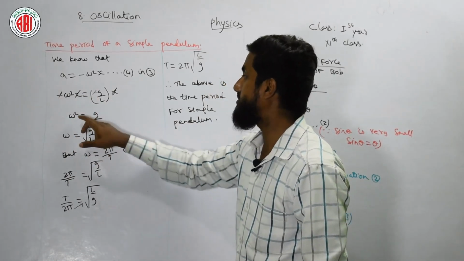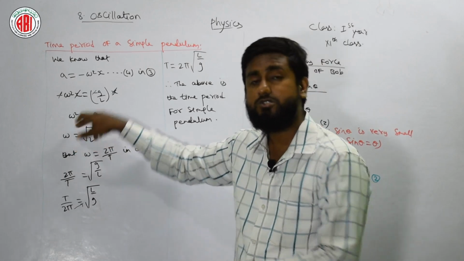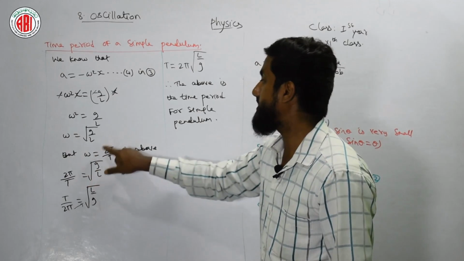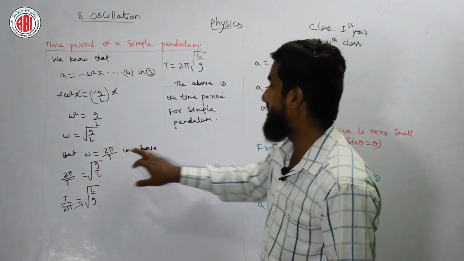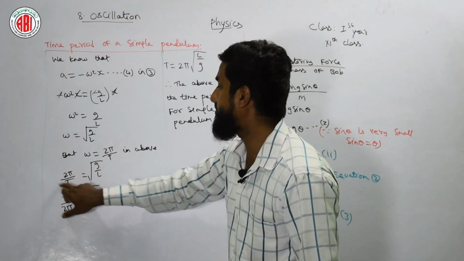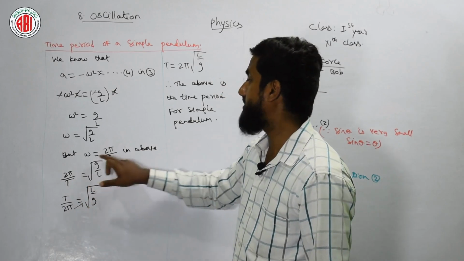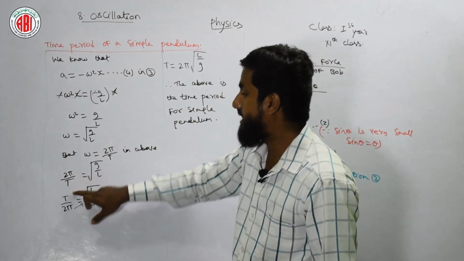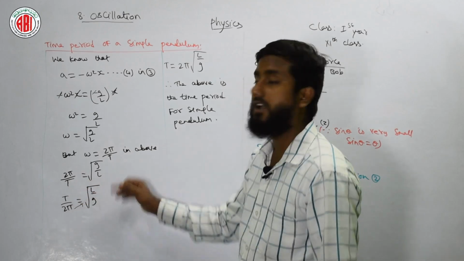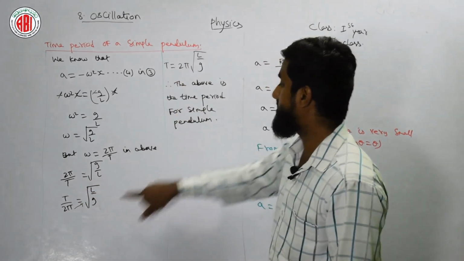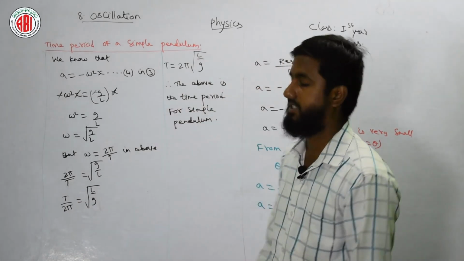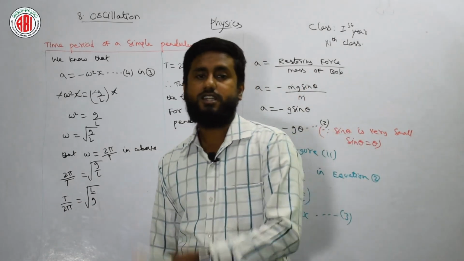So omega is equal to the square going to the right-hand side, becoming under root of g by L. But omega is equal to 2 pi by T. In place of omega, I write 2 pi by T, which equals under root of g by L. Taking the reciprocal, T by 2 pi is equal to under root of L by g. So T is equal to 2 pi under root of L by g, sending 2 pi to the right-hand side. So this is the derivation.